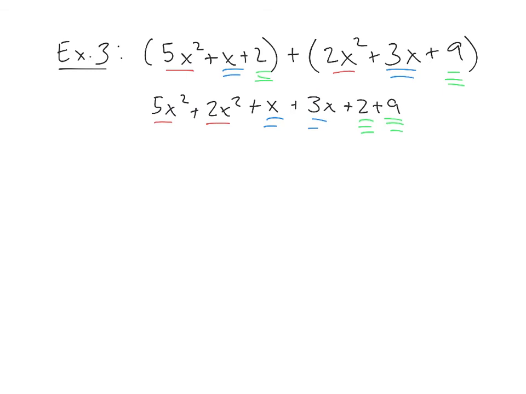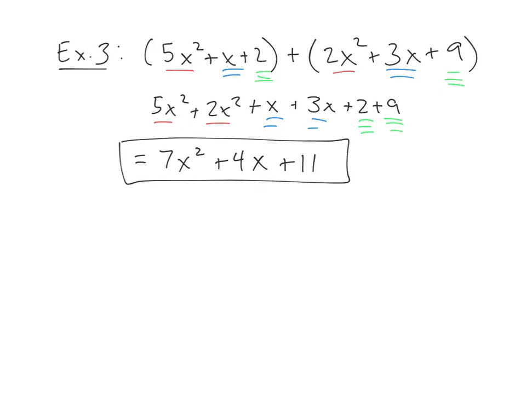All right, so I reorganized this for you. I have the red terms that we're going to combine, the x squareds, the blue terms, which is the x's, and then the green terms, which is just the numbers. 5x squared plus 2x squared is going to make a 7x squared. x plus 3x is going to make a 4x, and 2 plus 9 is going to make 11. And so in total, our answer should be 7x squared plus 4x plus 11.